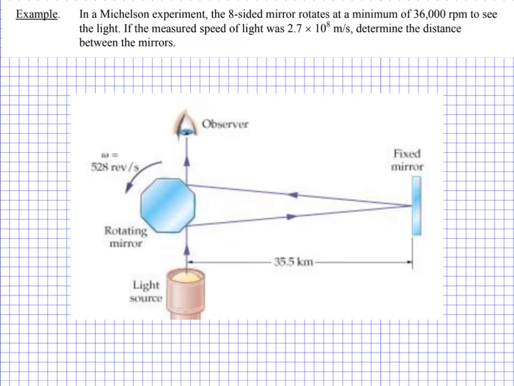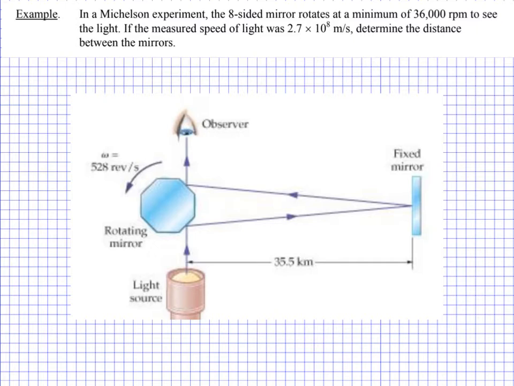This time we're in Unit 4 EMR, and this is Lesson 2, which is to do with the speed of light. We would have reviewed the beautiful story of how the speed of light was slowly revealed through scientific experiment and inquiry. But today we have an example question from the Michelson experiment.